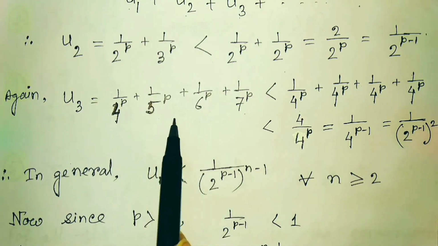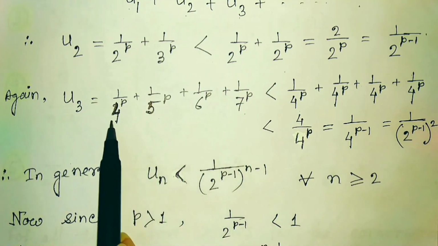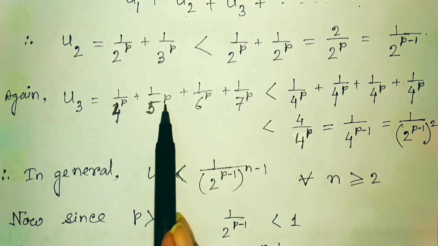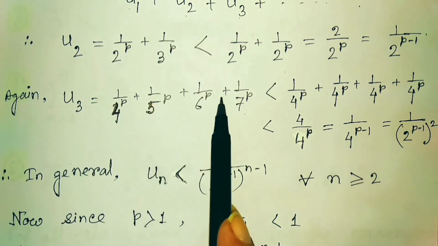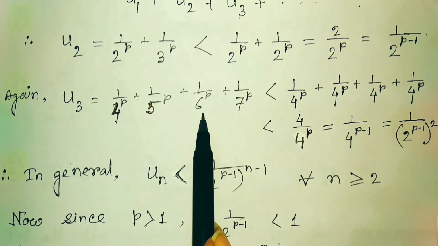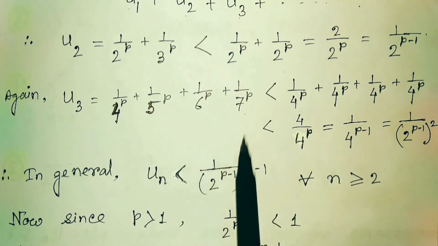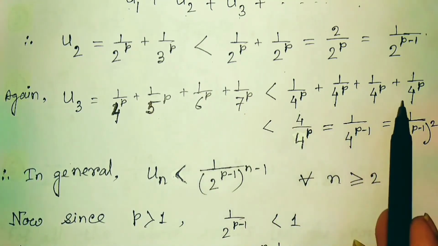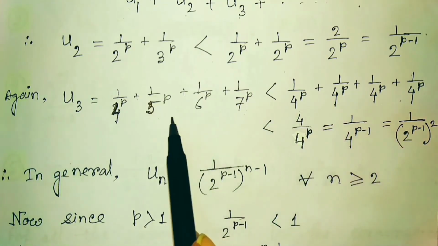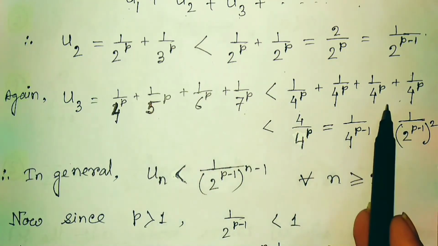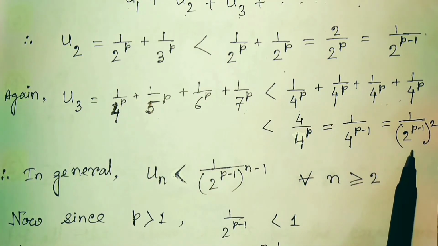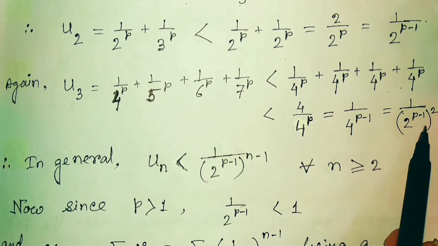So if I just replace all of these by 4, that means 4 to the power p, 5 to the power p replaced by 4 to the power p, 6 to the power p also replaced by 4 to the power p, and 7 to the power p also as 4 to the power p. So we will get this one. Definitely we can say this one is less than this one. And if we simplify, we will find out it is 1 upon 2 to the power p minus 1, its whole square.